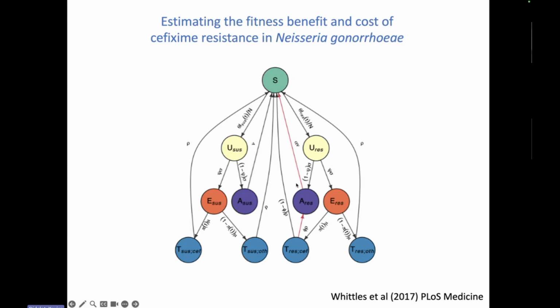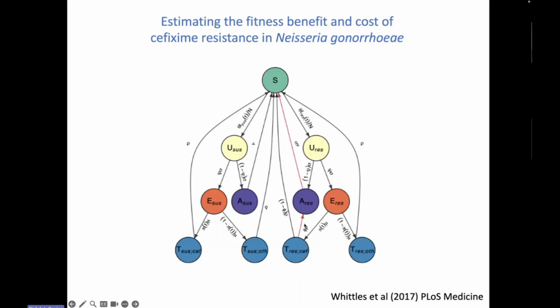So if you're infected with a resistant strain, then you're more likely to recover by yourself, which is this alpha nu instead of nu in the susceptible model. You're alpha times more likely to lose the infection without treatment, okay? And so that captures the fitness cost of resistance. The resistant strain is less fit. We don't know what alpha is. That's the problem. We try to estimate that, but we'll be able to estimate that from the model.